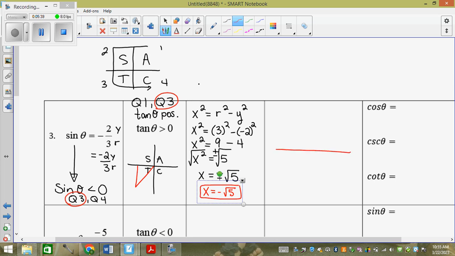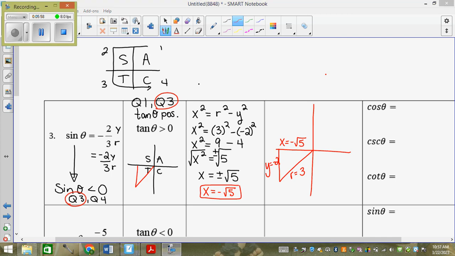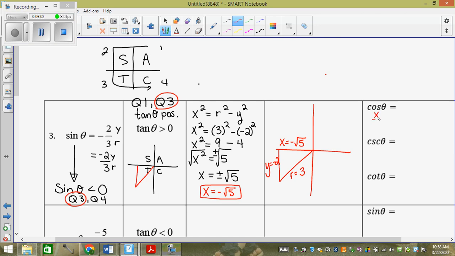So if I went to draw it, this gives me x equals negative root 5, y equals negative 2, which makes sense because y is negative here, and r equals 3. You do the 3 trig ratios. Go. So cos is what acronym? Cook extra rice. What's x? Negative root 5 over 3.